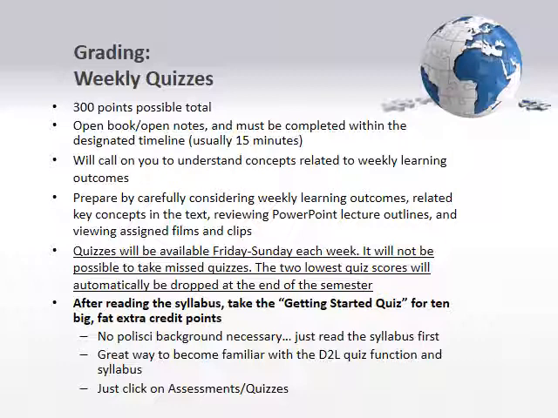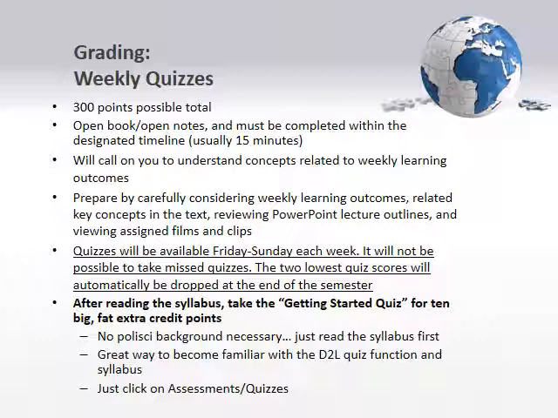These quizzes are going to be available Friday through Sunday each week. Again, around 10 questions. It will not be possible to take missed quizzes. So if you miss a quiz, that's it. However, I will be dropping the 2 lowest scores over the term. So if you miss one, that obviously would be the one that gets dropped.